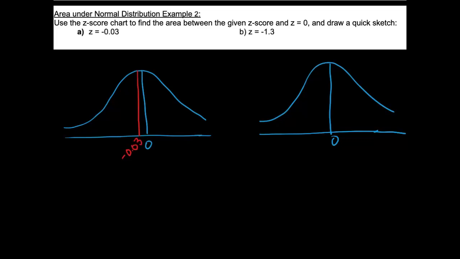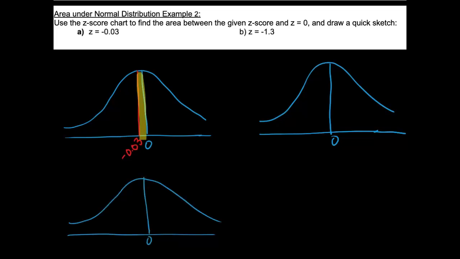And so I'm going to shade in between. And if you look at the z-score chart, all of the z-scores on the chart are positive. Keep in mind that the standard normal distribution is symmetric. So if I were to find the area starting at z equals 0 going to a positive 0.03, these areas would be identical. And so that's what I'm going to do. If you have a negative z-score and you want to find the area between 0 and that negative z-score, just look up the positive z-score and it's going to be the exact same thing.